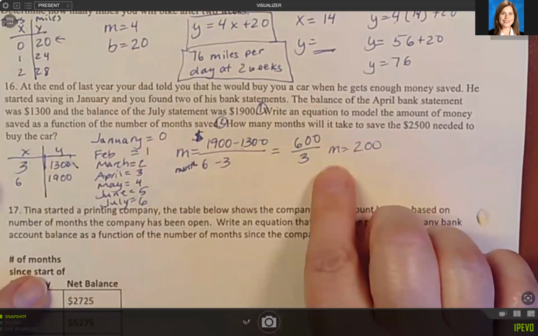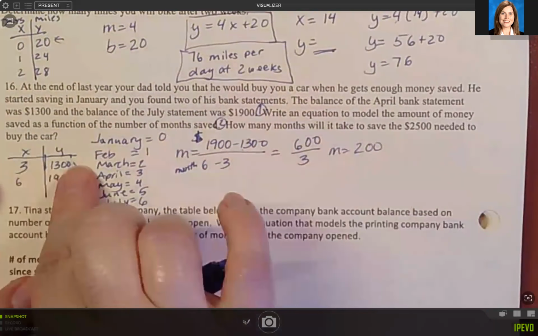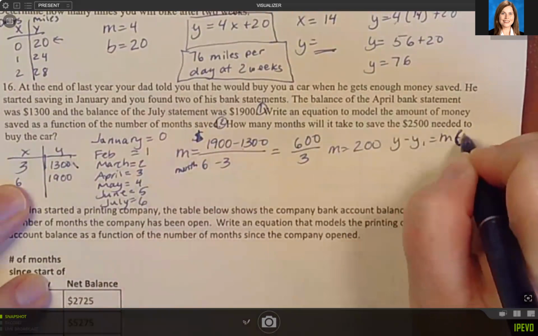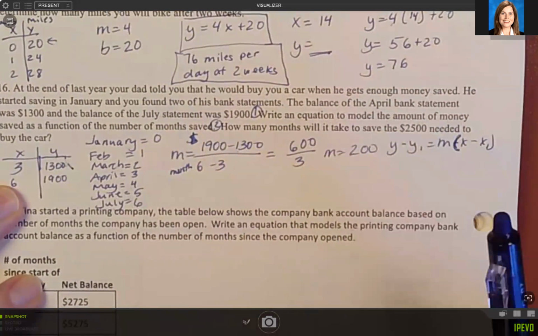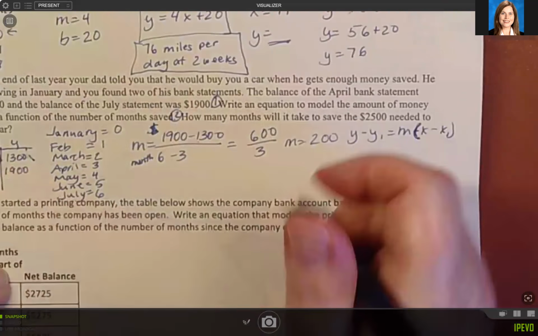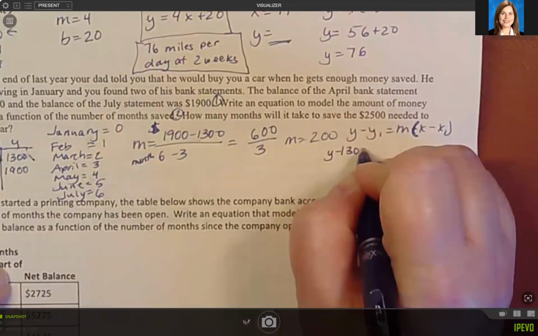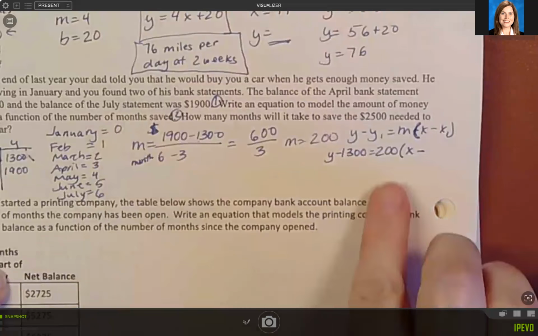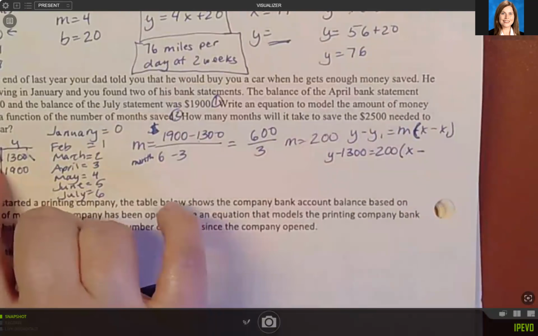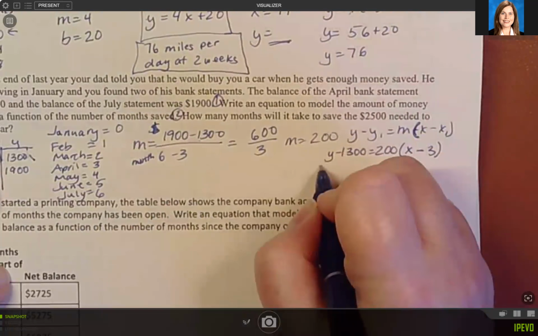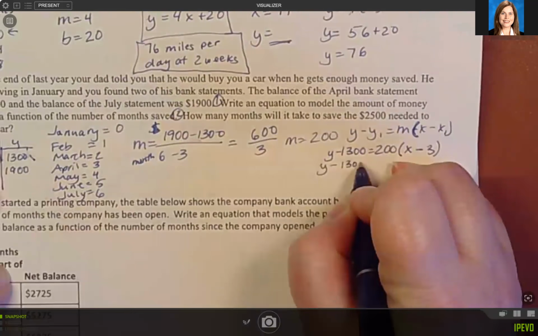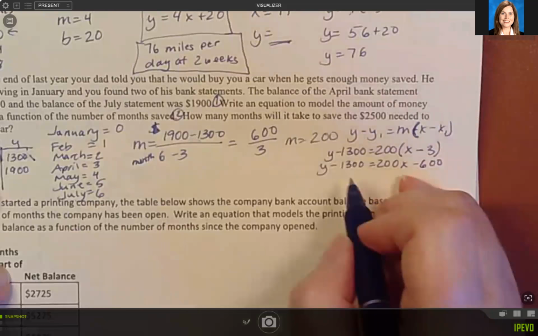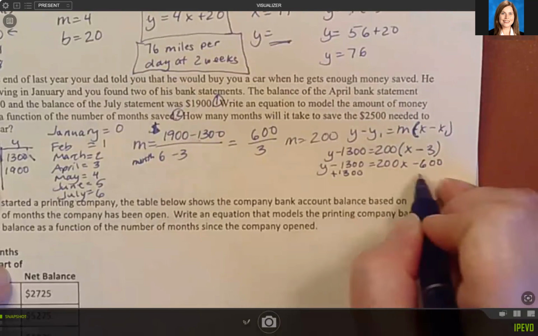We can go ahead and calculate b by using our point-slope form. So y minus y sub 1 is equal to m times the quantity x minus x sub 1. So y minus 1300 is equal to m, which is 200, times x. We use 1300, so we need to use 3 minus 3. So y minus 1300 equals 200x minus 600. And then we'll add 1300 to each side to isolate y.